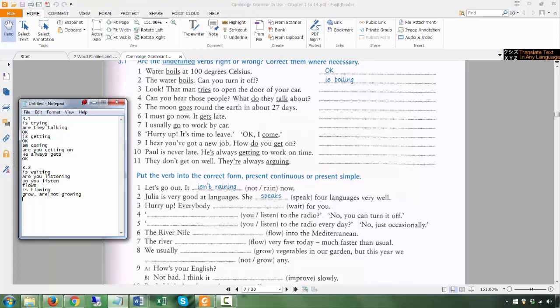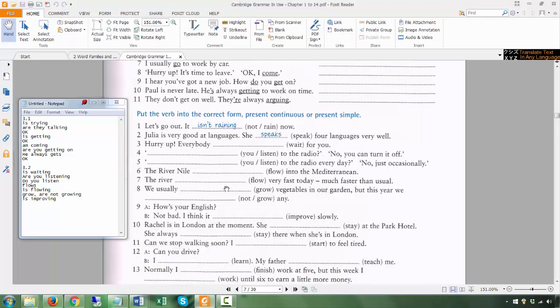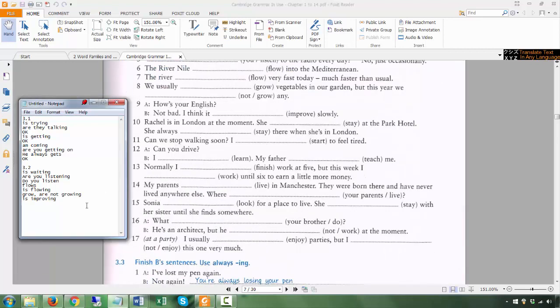How's your English? Not bad. I think it is improving. Not it improves, it will be present continuous, because right now this is happening.